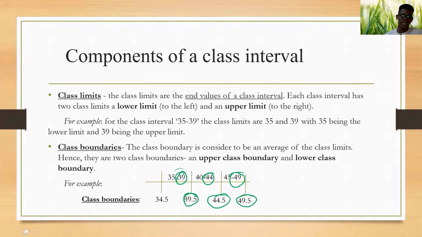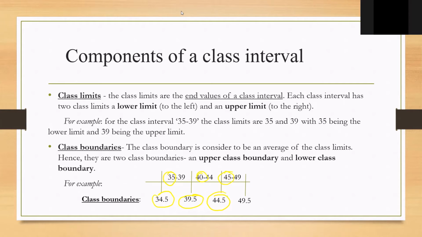And applying that same logic, what do you notice between our lower limit and our lower boundary? It's 35. Yes, it's 0.5 less. So that's what I want you to take away from class boundaries. How do I get the class boundaries? Once you know the class limits, you automatically know the class boundary.